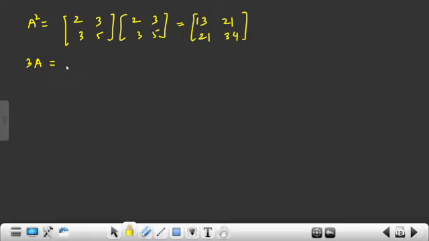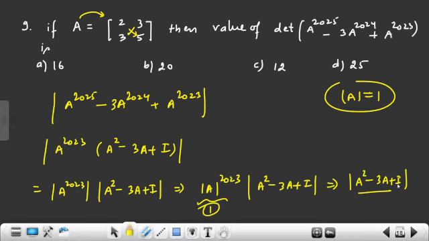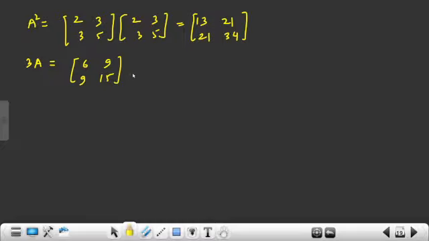3a will be 3 to the 6, 3, 3, 9, 15. And in the last, what do we have to add? So let's subtract them first. A square minus 3a. This is 7. 21 minus 9 is 12.